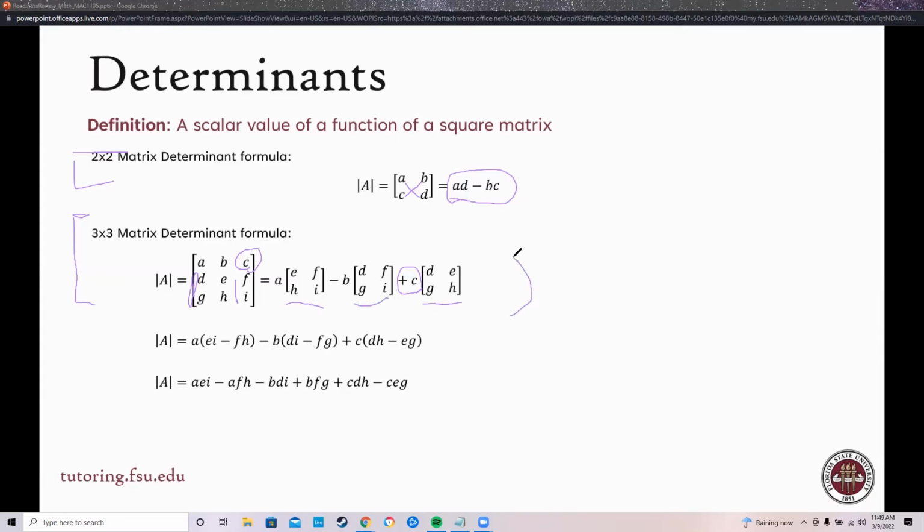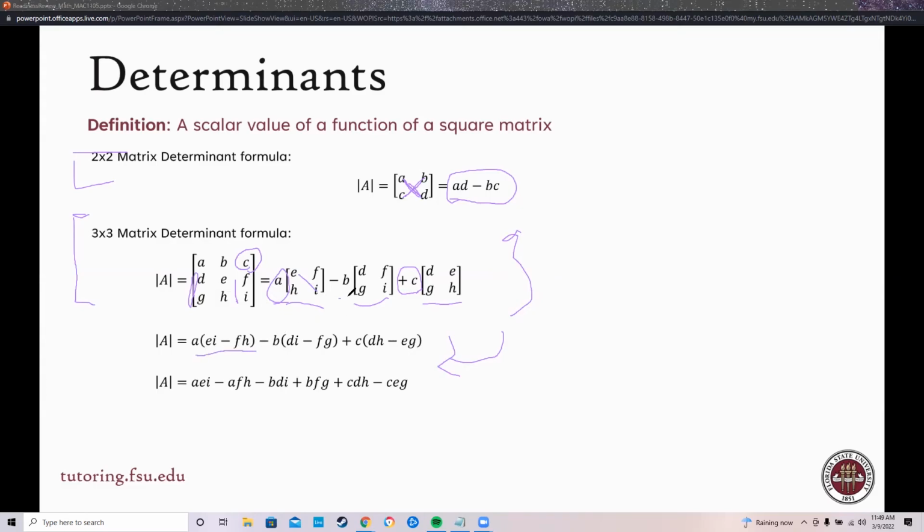So reminding ourselves, a 2x2 determinant is just multiplying the cross values and subtracting them. So I have A times D minus B times C. Therefore, down here, I would have A times, in parentheses, E times I minus F times H. And that's what we have here.